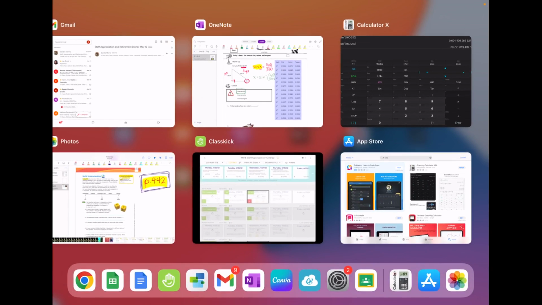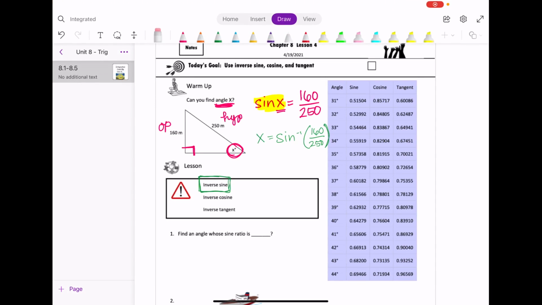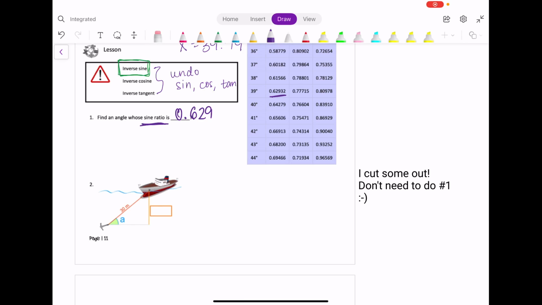39.79. So my angle is 39.79 degrees. So inverse sine, inverse cosine, inverse tangent, these all undo sine, cosine, and tangent. All right, so let's try an example.